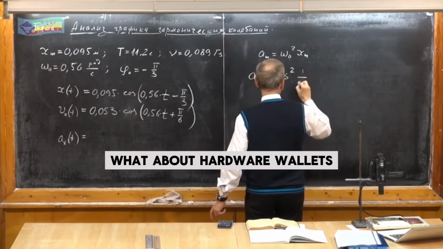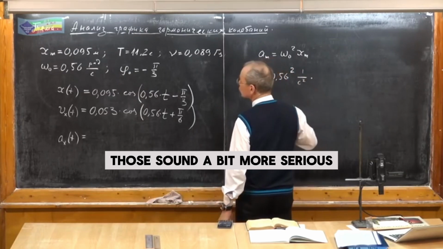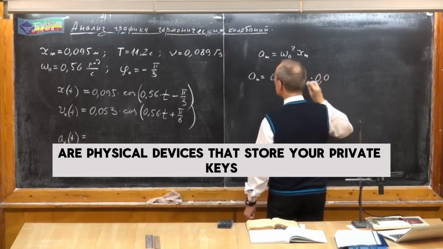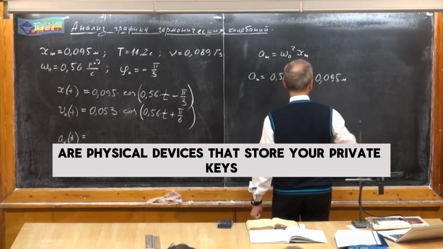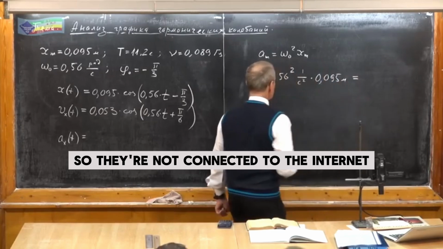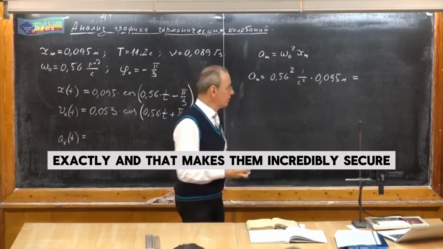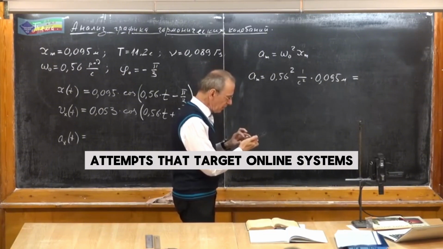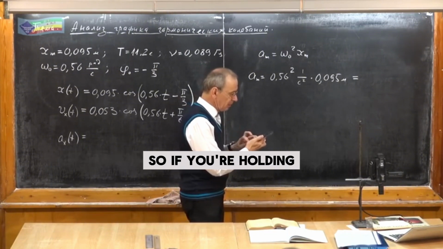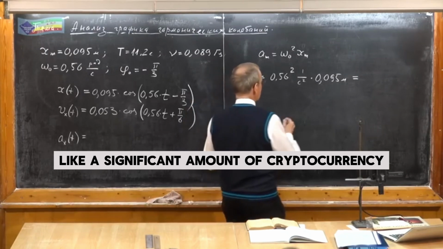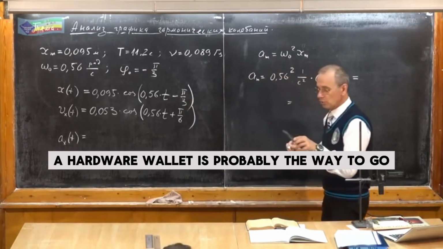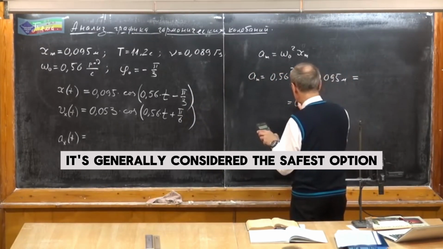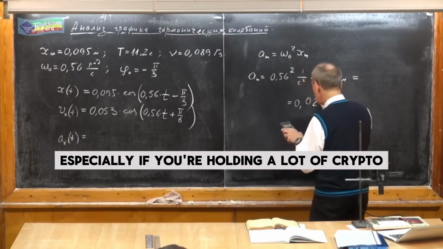What about hardware wallets? Those sound a bit more serious. Hardware wallets are physical devices that store your private keys offline. Offline. So they're not connected to the internet. Exactly. And that makes them incredibly secure because they're not vulnerable to hacking attempts that target online systems. So if you're holding a significant amount of cryptocurrency, a hardware wallet is probably the way to go. It's generally considered the safest option, especially if you're holding a lot of crypto.